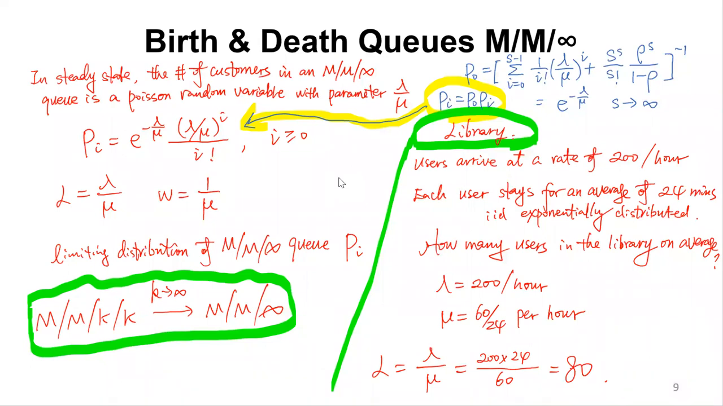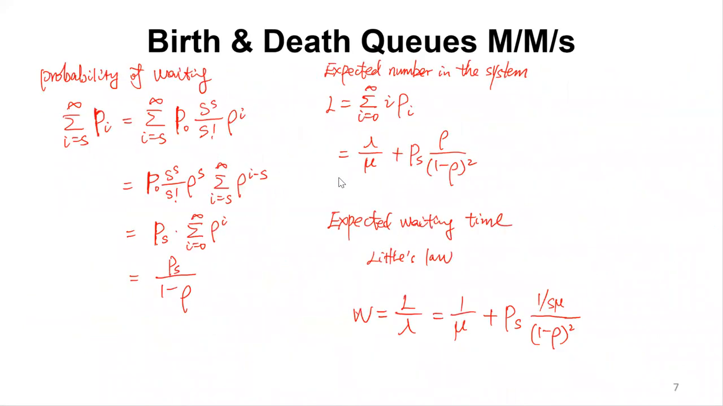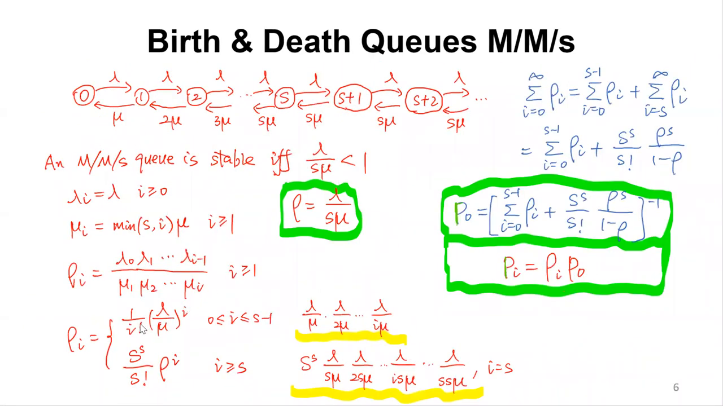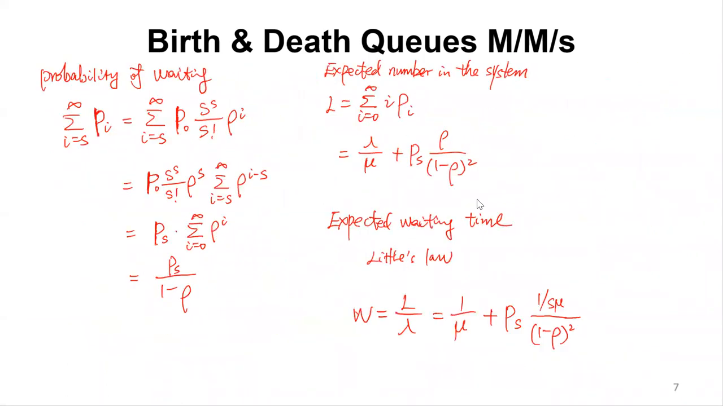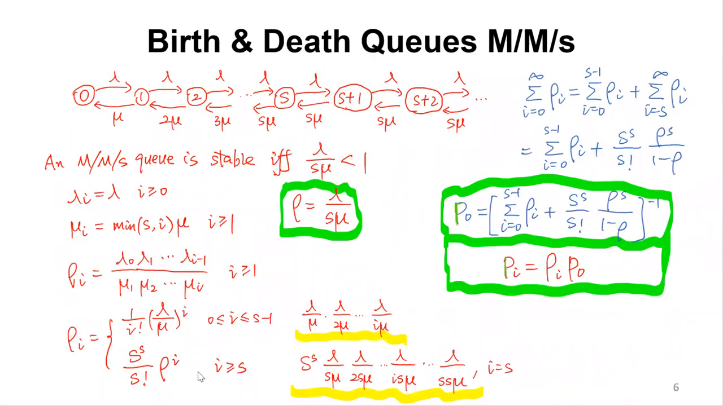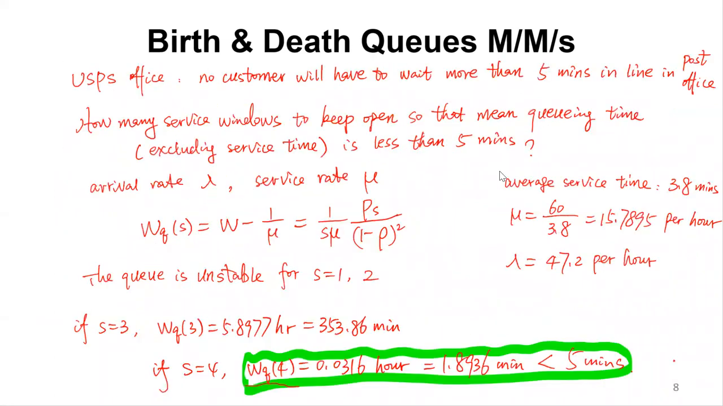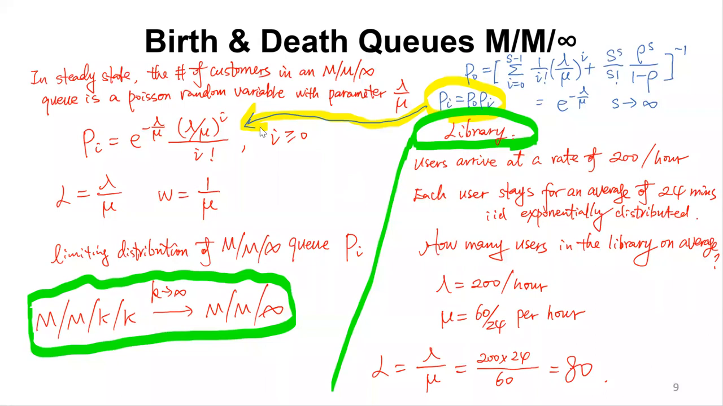Let's have a look at this. You see here, I square and lambda over mu to the I. Because S goes to infinity, we don't have this part, so we only have this term. So this will become exponential minus lambda over mu, then lambda over mu to the I over I factorial. So this part becomes a Poisson random variable with parameter lambda over mu.